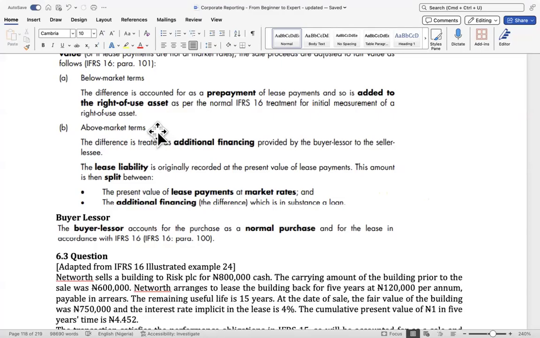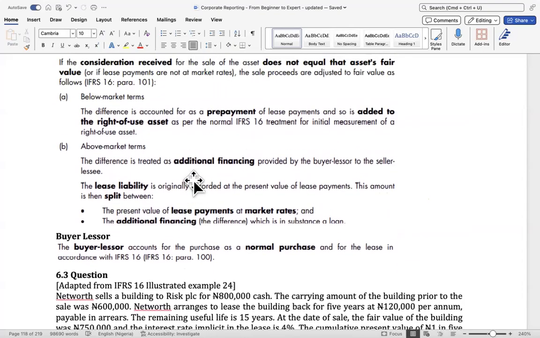And of course, as you are paying back your lease rentals, you'll be paying that loan as part of it. So we obviously need to separate that lease liability into which one relates to the lease itself and which one relates to the loan. We need to unbundle it and treat them separately, that this one relates to lease and this relates to additional financing. So that is that for a seller lessee.